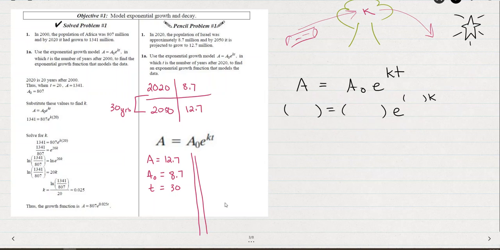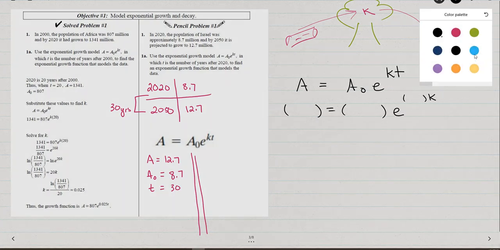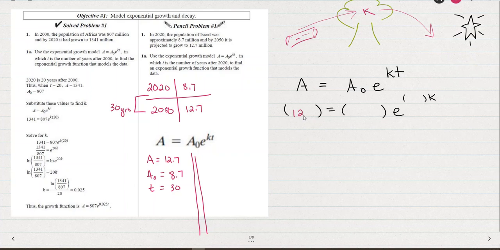now that I've written the formula and written what each value is equivalent to, I can fill in those values. So in place of a, I'll put the 12.7. In place of a naught, the initial amount, I'll put 8.7. And in place of t, the number of years that have gone by, I'll put 30. Now I'll be all set to solve this equation for k.